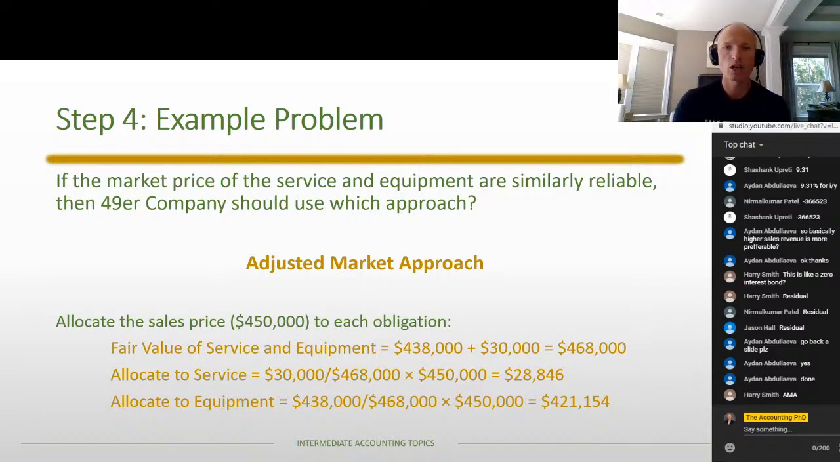And then we similarly make an allocation to the equipment. Again, the proportion of the equipment fair value compared to the overall fair value, and then we apply that proportion to the sales price to get the amount of revenue that we're going to assign to the equipment, $421,154.